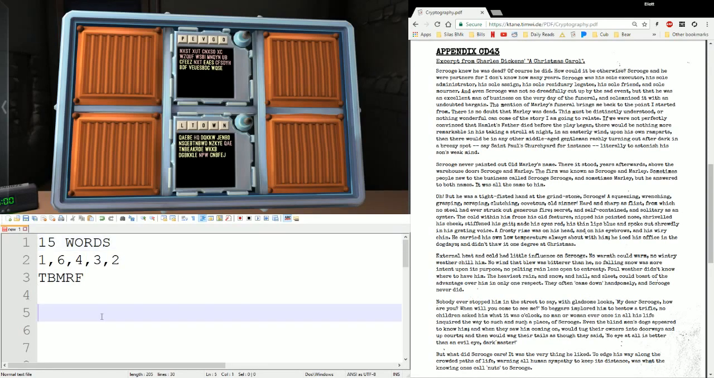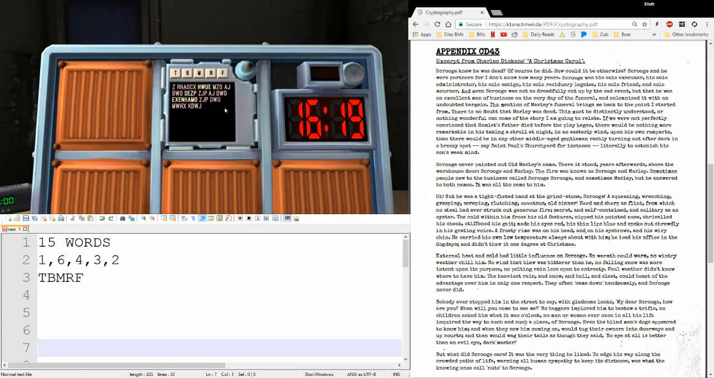Alright, let's see how you did. See if you match up with what I got for the first one. 15 words, 16432. TBMRF. That's this one here. Nope, that's this one here on the back. We had this one earlier. The phrase is the one starting with a frosty rhyme. It's here. A frosty rhyme was on his head and on his eyebrows and his wiry chin.